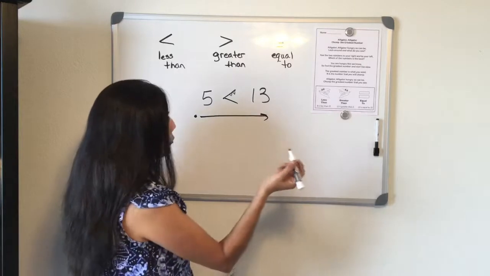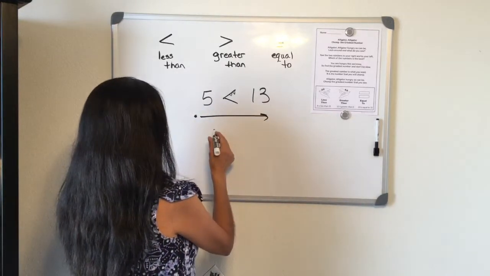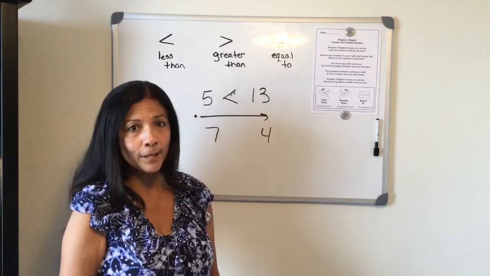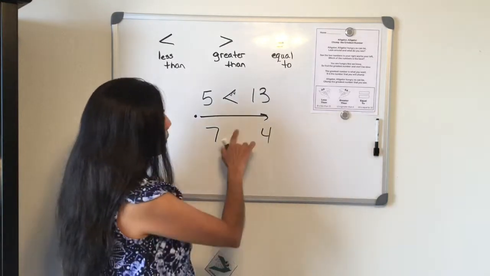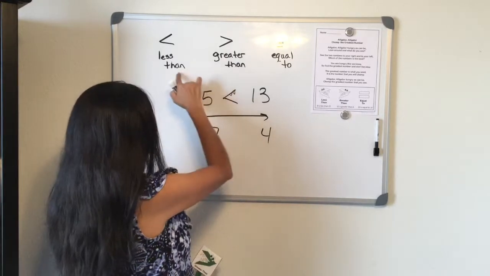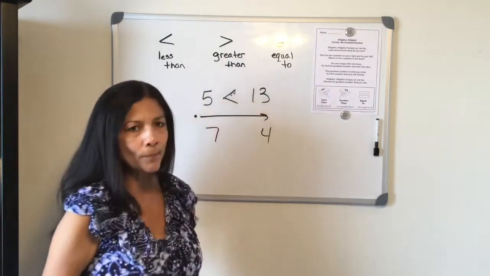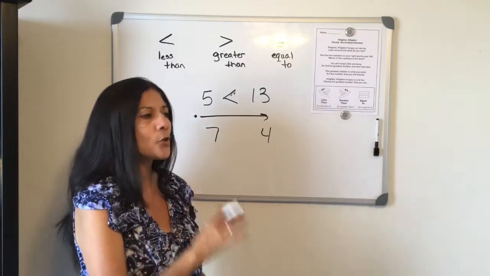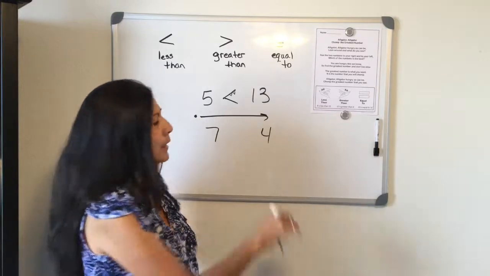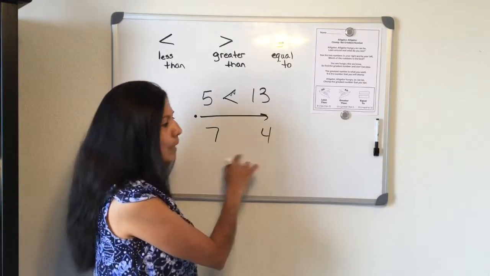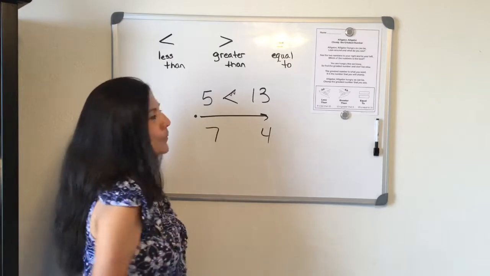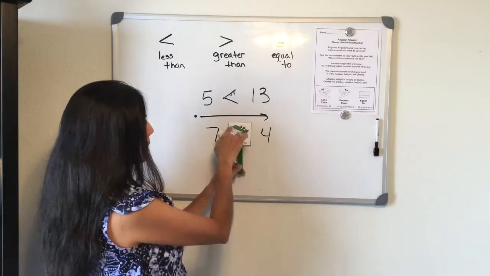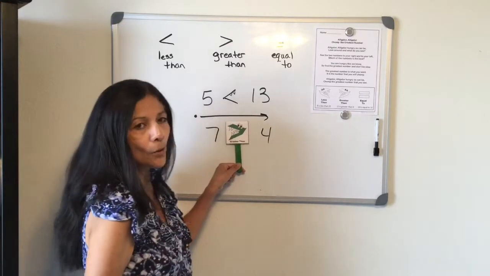So let's go ahead and try another number. Let's do 7 and 4. All right, 7 and 4. I have to decide which symbol am I going to put in here. Am I going to put the less than, greater than, or equal to symbol? First thing I'm looking for is which number is greater, which is the larger number. If I'm thinking of that number line, I know that 7 is a bigger number than 4. This is greater. I know that Mr. Alligator is going to chomp that greater number. His alligator teeth are pointing towards that greater number.